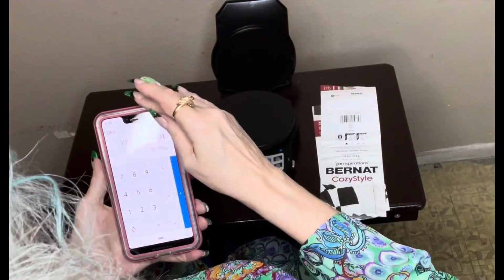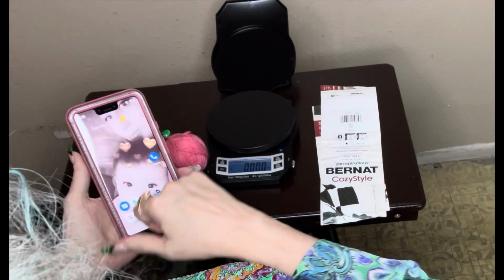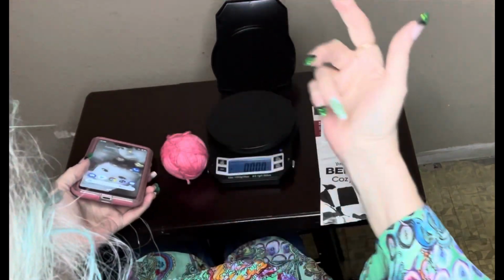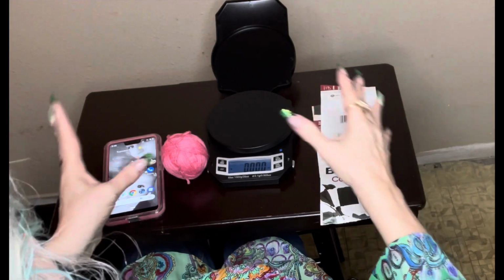Now, let's say, for example, you get donated scraps like Lottie does.